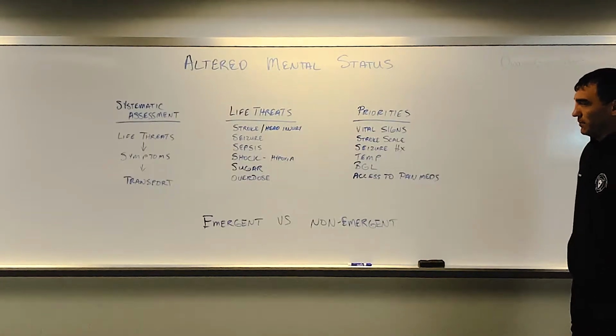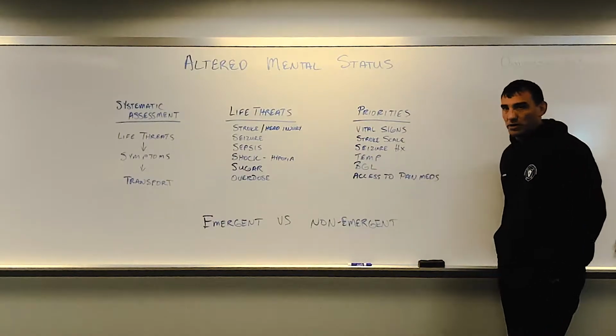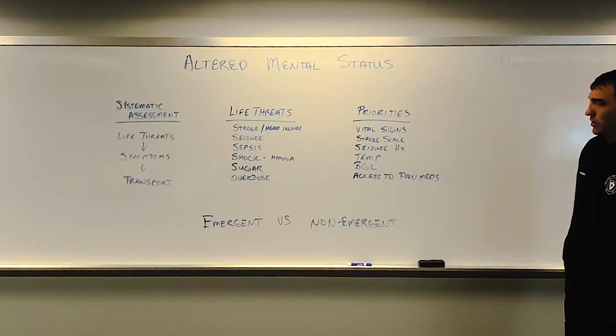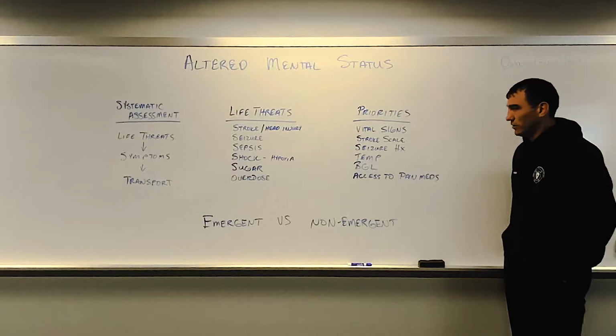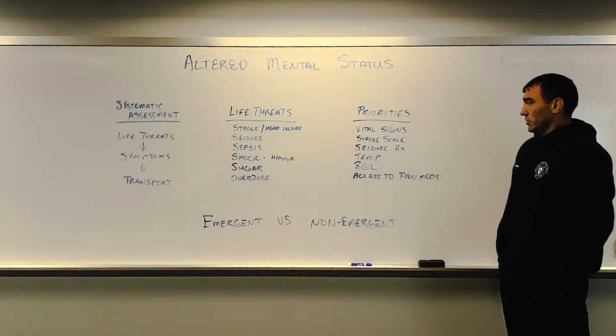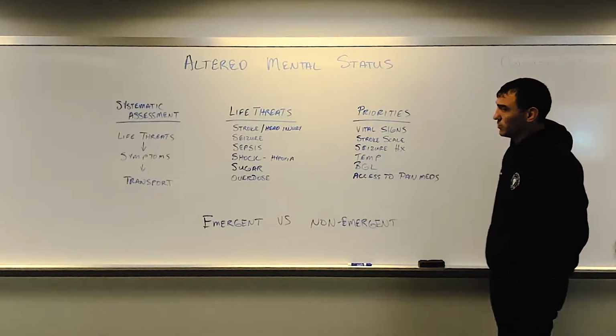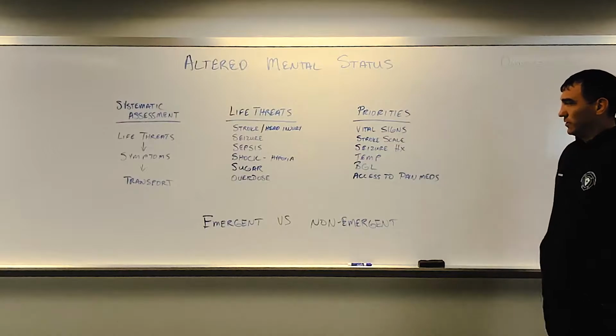If it came in as altered mental status, that patient should always have a stroke scale done. Even if they're talking to you, even if it doesn't appear from across the room that they're having a stroke, it takes no more than 10 seconds to do a stroke scale, so it's a good idea to always do that. So we use the Cincinnati stroke scale here. It's pretty accurate as far as finding things in the field.